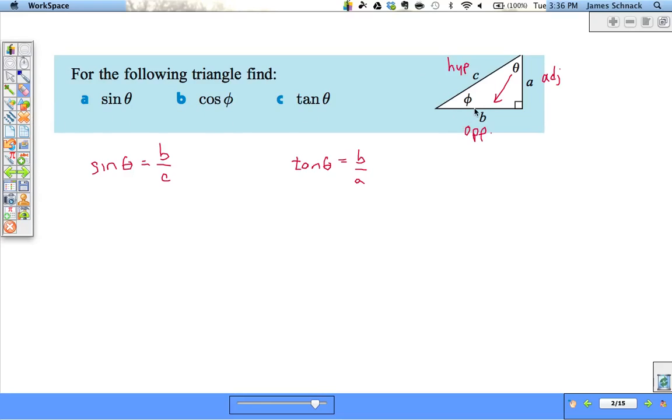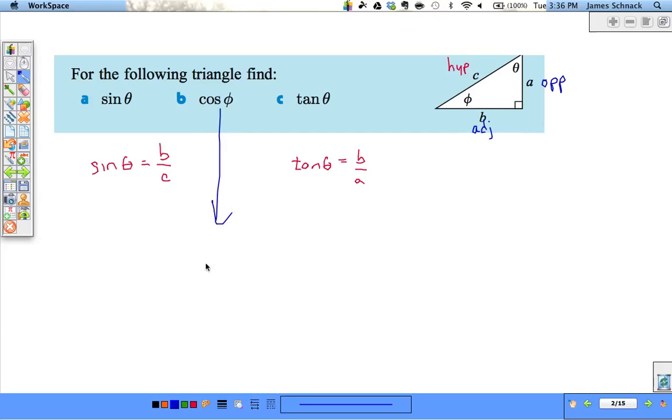Now, if we shift gears to phi over here, we have to relabel our triangle. We have to rethink about what the different sides are. Compared to phi, A is the opposite side, and B is the adjacent. The hypotenuse doesn't change. It's always opposite the 90-degree. Cosine of phi equals adjacent, B, divided by hypotenuse, C. And notice that sine theta and cosine of phi are equal.